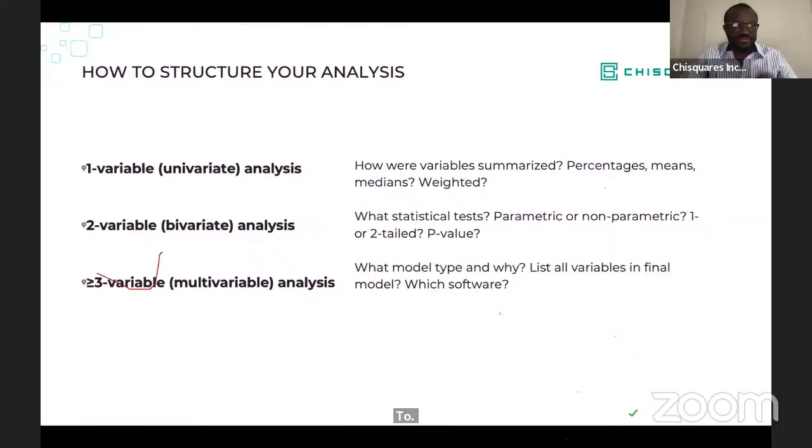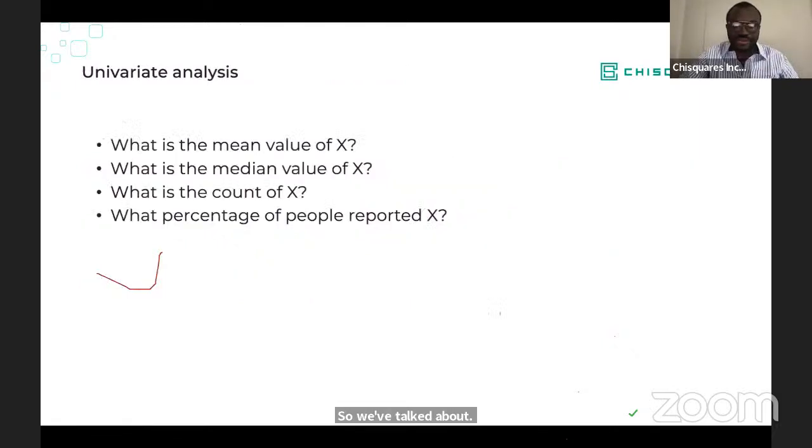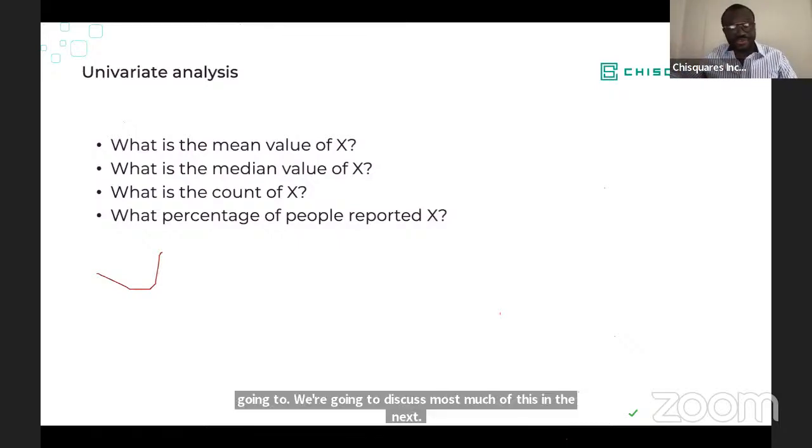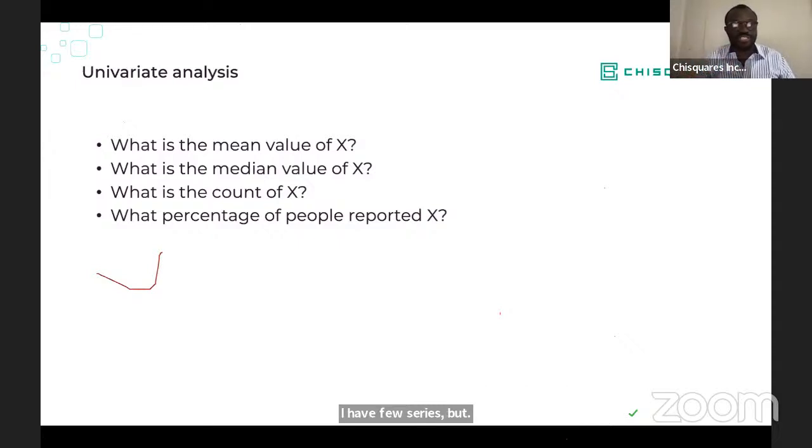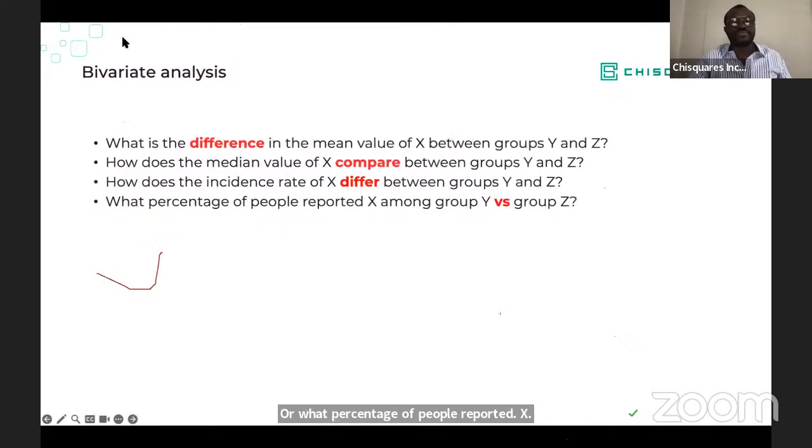So we've talked about bivariate, univariate, and multivariable. We're going to discuss much of this in the next few series, but I'll just touch on those various ones just a little. So univariate could mean, what is the mean value of X? What is the median of X? What is the count of X? Or what percentage of people reported X? All of those are univariate.